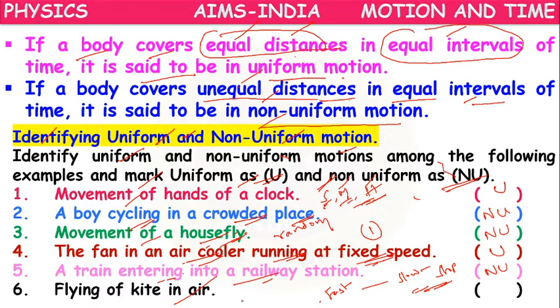Flying of a kite in air is also non-uniform because it depends on wind. If the wind flows in one direction and the kite is also going in that direction, it will move fast. If we are flying it opposite to the wind, it will move slow. In this way, we can identify motions as uniform and non-uniform.